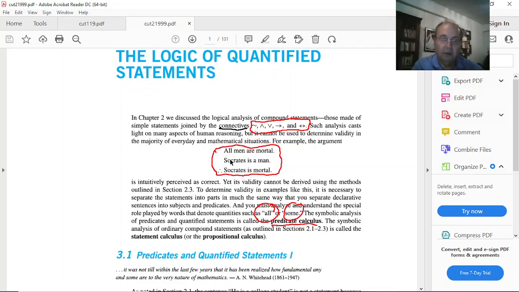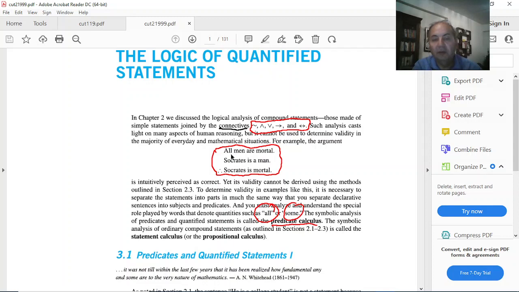All men are mortal. Socrates is a man, so Socrates is mortal. It's a famous example from philosophy, and some philosophers start with it, like Immanuel Kant. First, we have to complete the logical foundation of philosophy, and this is a famous example.